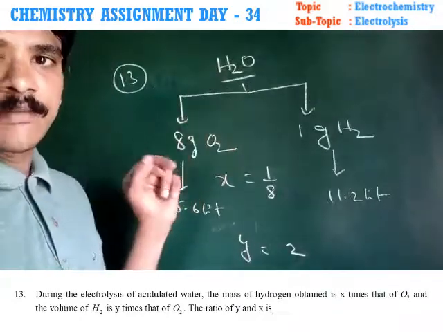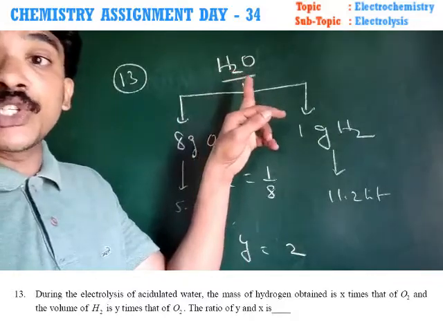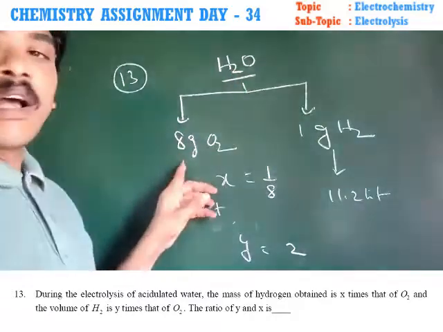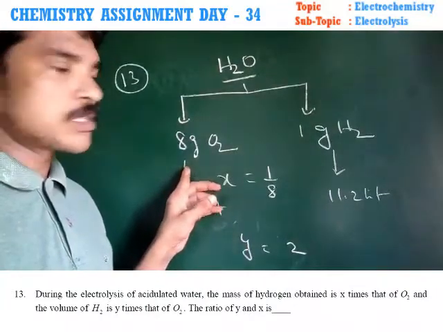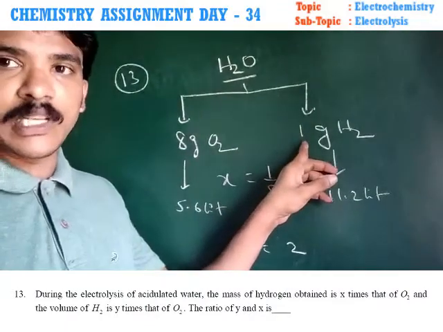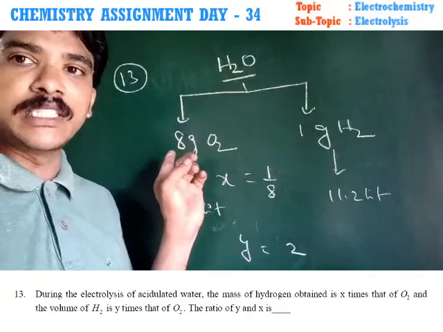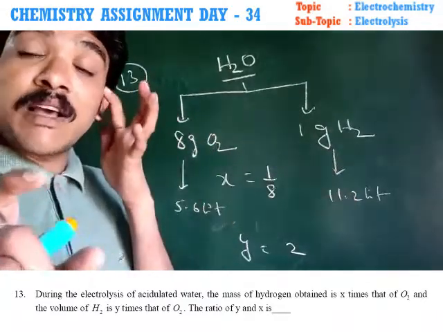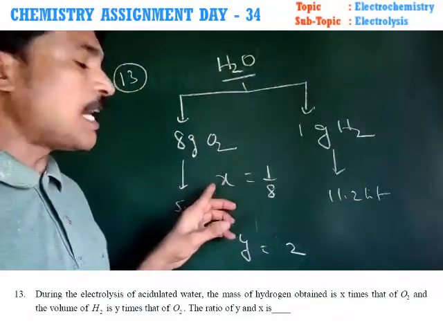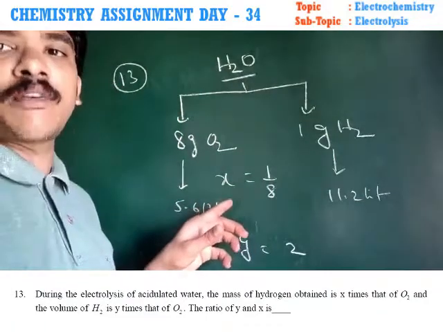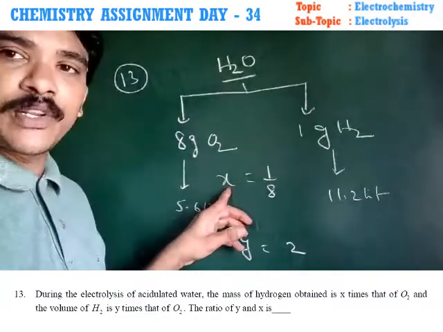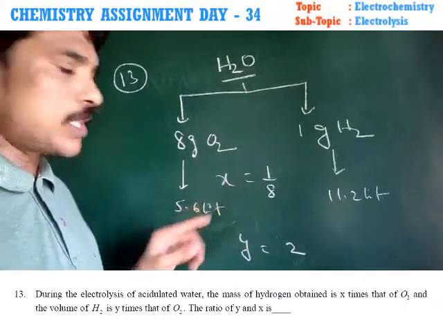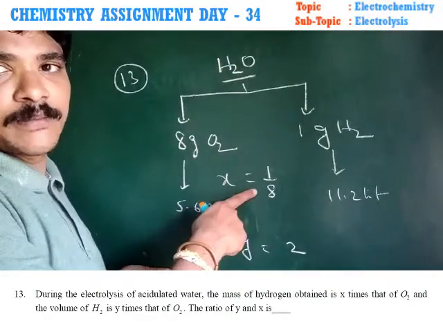Question number 13. On electrolysis of acidulated water, oxygen liberated is 8 grams and hydrogen liberated is 1 gram, because oxygen equivalent weight is 8 and hydrogen equivalent weight is 1. The mass of hydrogen is compared: mass of hydrogen is how many times that of oxygen? As the mass of hydrogen is 1 by 8 times the oxygen mass, the x value is 1 by 8.